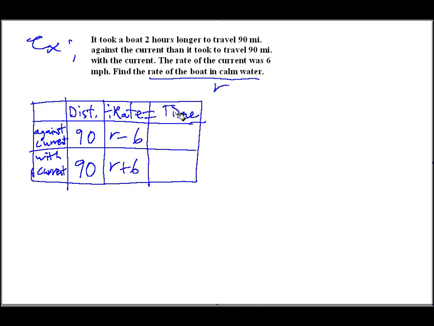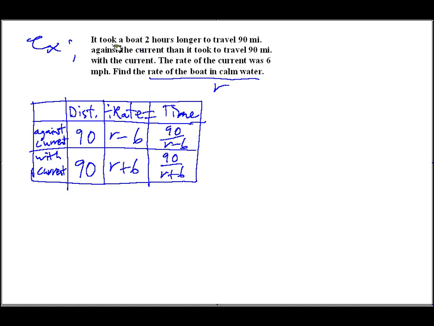Let's get the time for each situation. So time against the current is 90 over R minus 6. Again, distance divided by rate is time. So divide these two to get the last column here. And the time with the current, 90 over R plus 6. Can we see that? Now comes the challenging part.